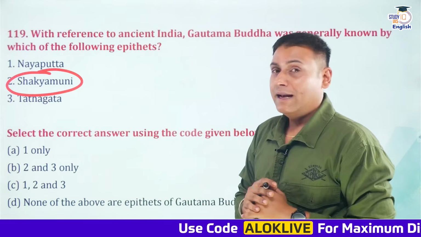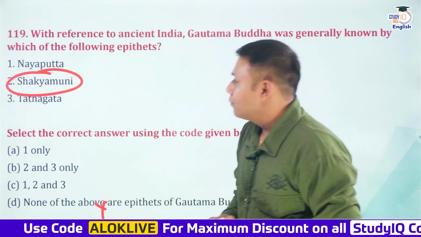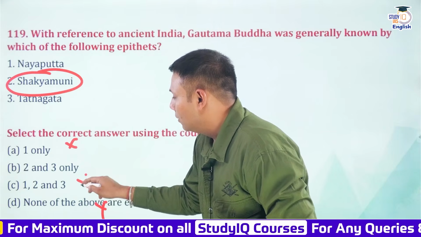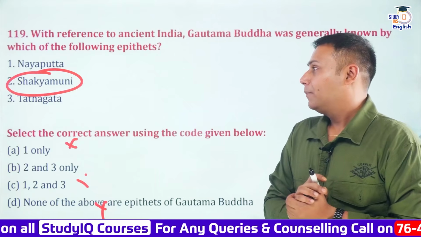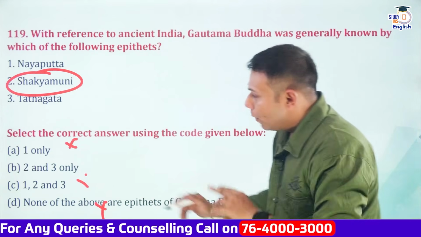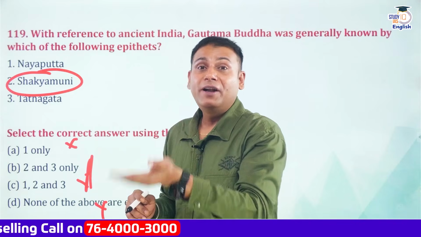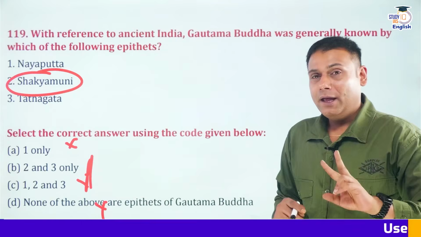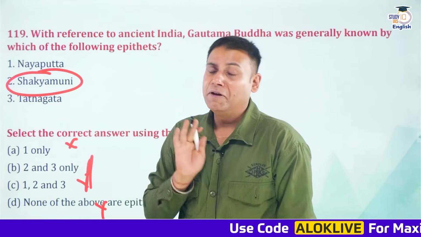If this option is correct, what will happen? Option 1 gets eliminated, only one. None of the above does not get eliminated. Now, precisely speaking, two options are left. Here, the probability of getting the correct answer is again 50-50. For example, 1, 2, 3 are given, and 2 and 3 are the options left.